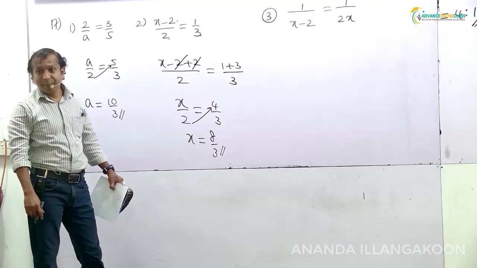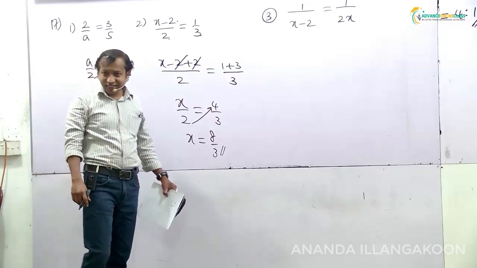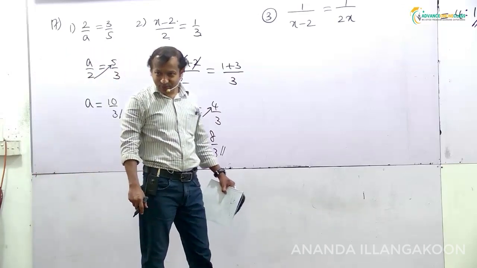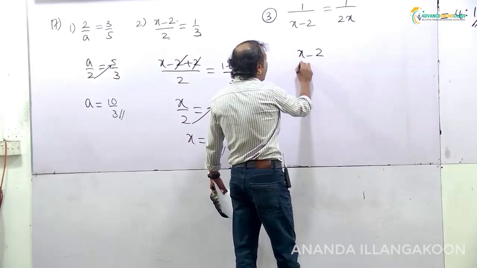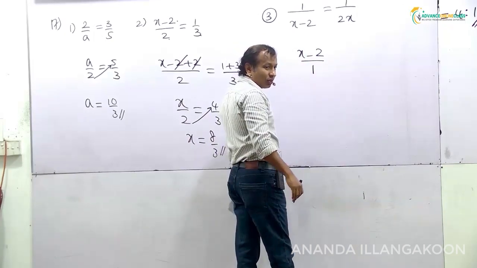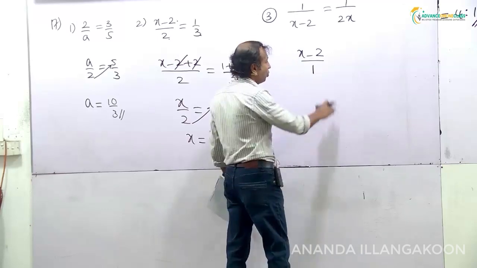We take the reciprocal. Easiest way is taking reciprocal. All right. What do you get there? X minus 2 over 1. X minus 2 over 1 means what? When you divide something by 1, it won't change. X minus 2. All right.